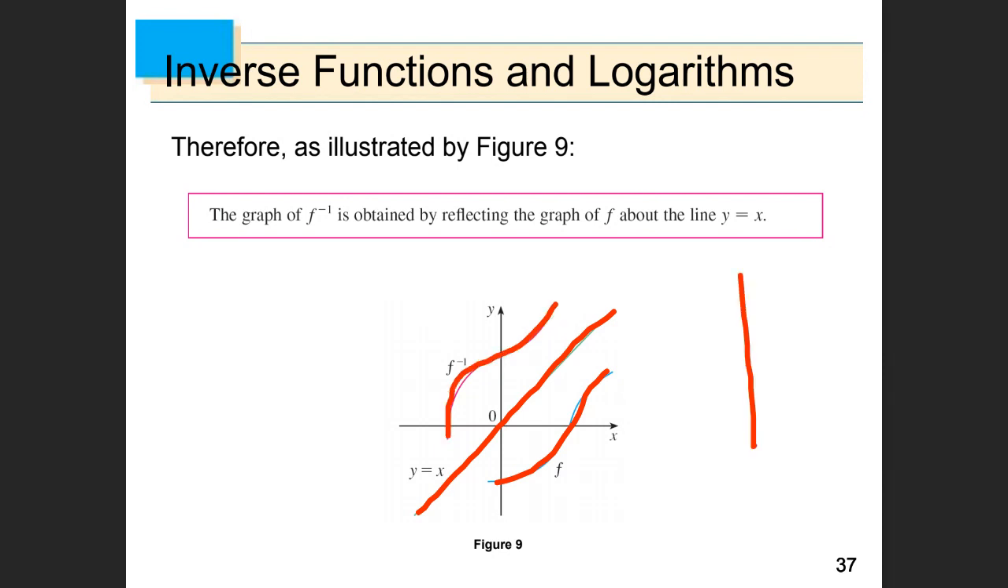All right. Let's try another example. Let's assume that my original function is this one here. And I ask you, what is the sketch of the inverse function? If you reflect that along y equals x, notice it's going to be somewhere there. That will be the sketch of your inverse function. I hope everyone is happy.